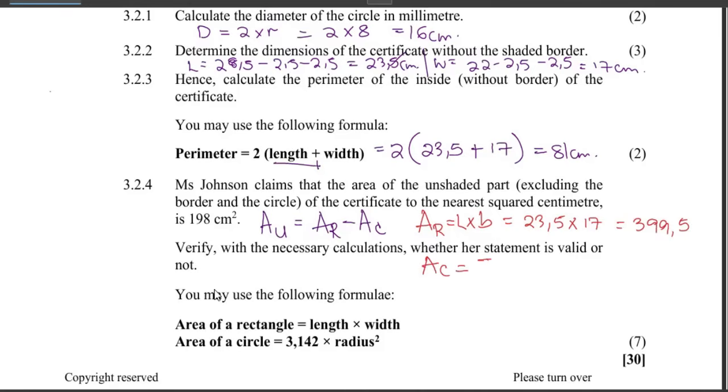Remember, the area of a circle is pi r squared, which is the same as 3,142 times 8 squared. This gives you 200,09. This is the area of the circle. That's the area of the rectangle.